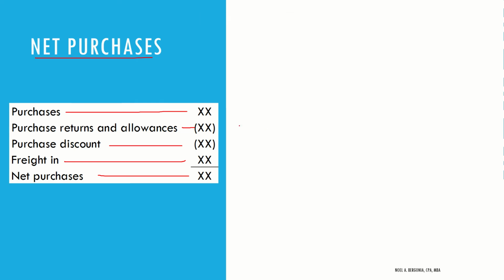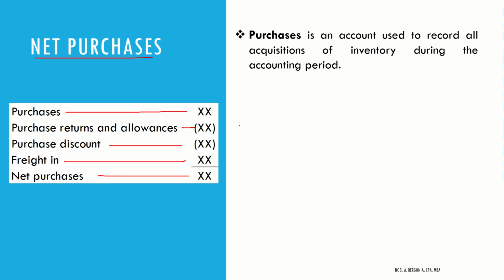Okay? So kagaya kanina, let's define first one by one itong mga accounts na to. So first would be the purchases account. A purchases account in the periodic inventory system is an account used to record all acquisitions. So lahat ng binili natin na inventory during the accounting period, yung bibenta natin, lahat po yun papasok sa purchases account natin. So that's the use of purchases account, to record all of the acquisitions of inventory.